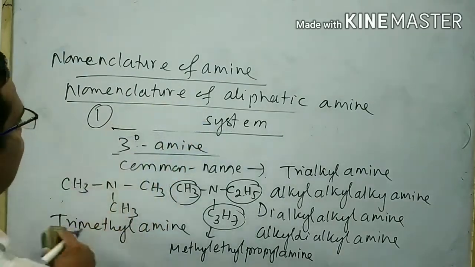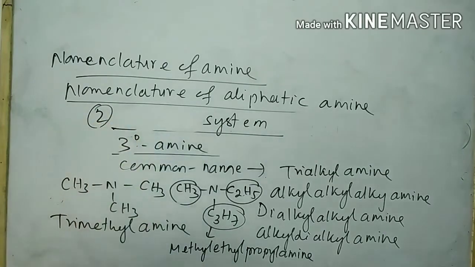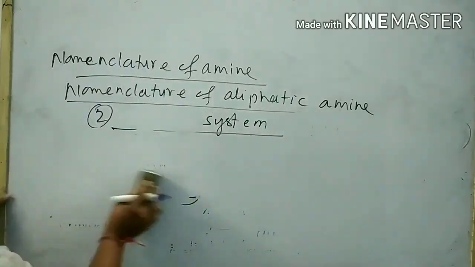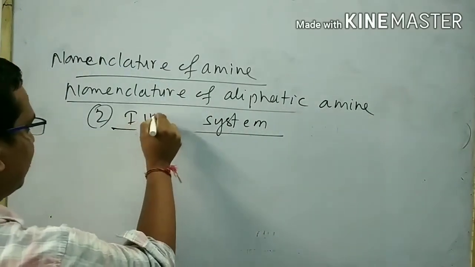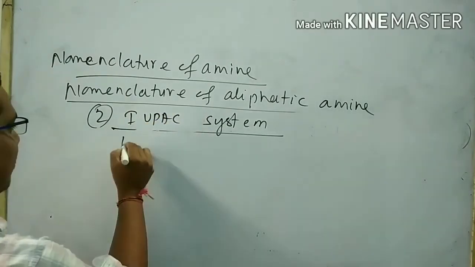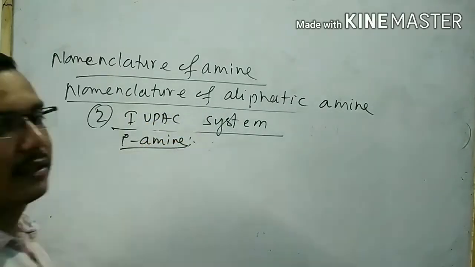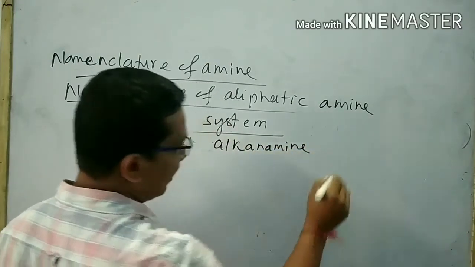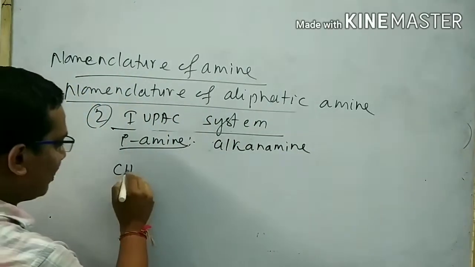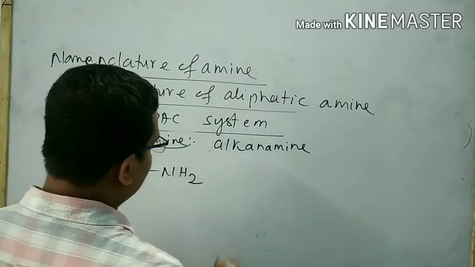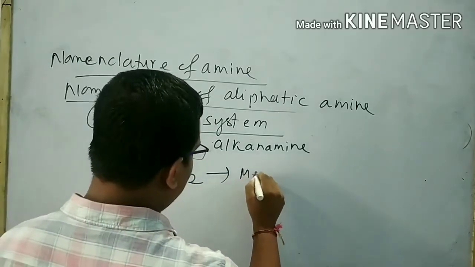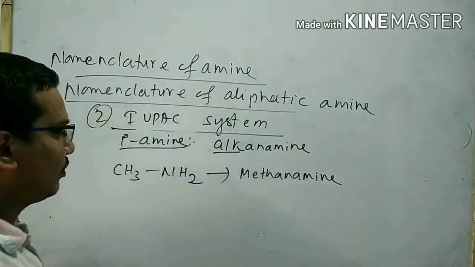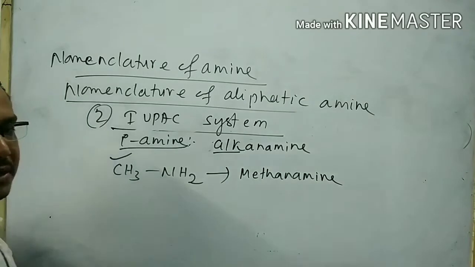Next, I will explain about the IUPAC system for aliphatic amine. First, I will discuss about the 1-degree amine. The IUPAC name of 1-degree amine is alkanamine. Take example CH3 bonded to NH2. The name of this compound is said to be methanamine. Here the alk word is replaced by meth because one carbon atom is present.